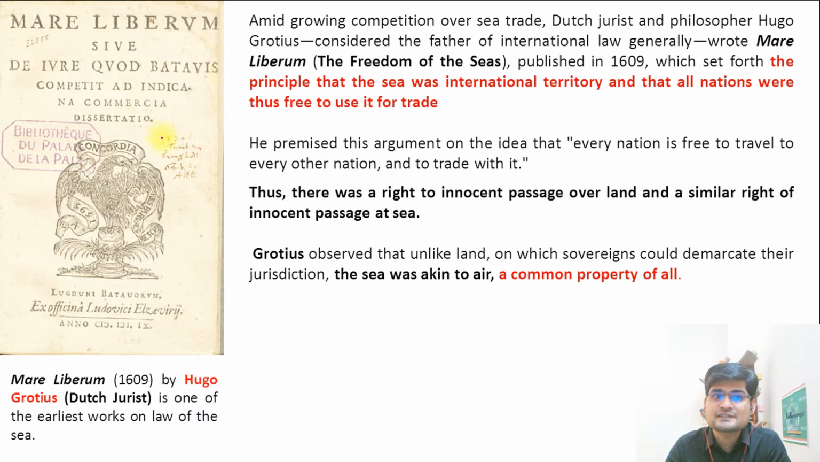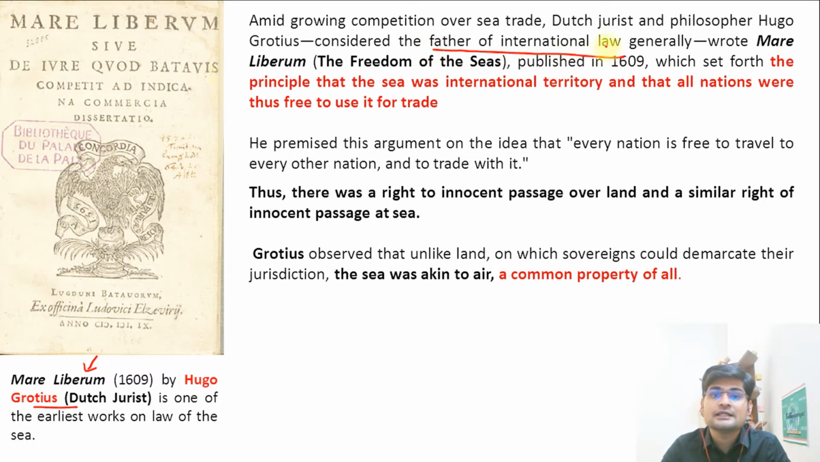Now if we look into this Mare Liberum, which was the first of its kind, the first volume of a book, which was produced by Hugo Grotius. And who was Hugo Grotius? He was one of the first international Dutch jurists or philosophers, who is considered the father of international law.